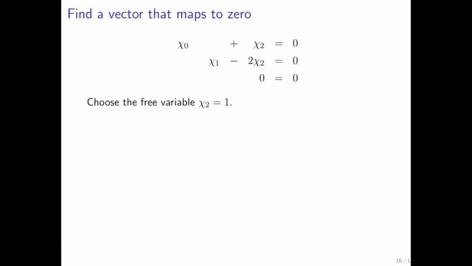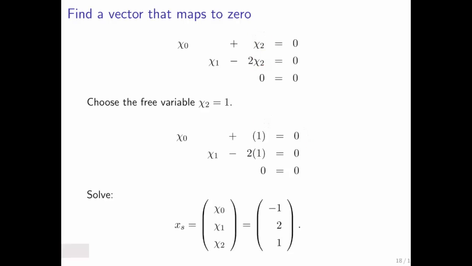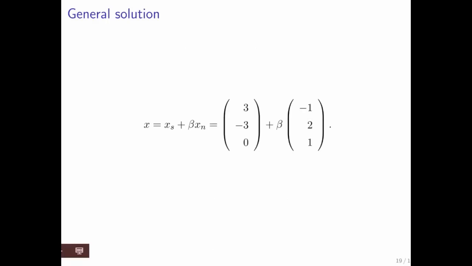1 is easy to compute with. So what does that mean? That means that we substitute 1 in for everywhere where there's a chi2 up here. And now we end up with 2 equations and 2 unknowns. And we can solve for chi0 and chi1. And then chi2 we had chosen to be 1. So now we have a vector that maps to 0. And then we know that any specific solution plus any multiple of a vector that maps to 0 is also a solution, and therefore this is one general solution, or one way of writing the general solution.